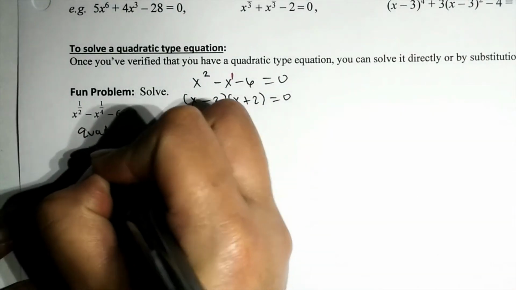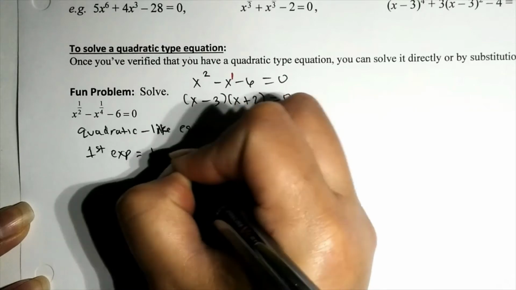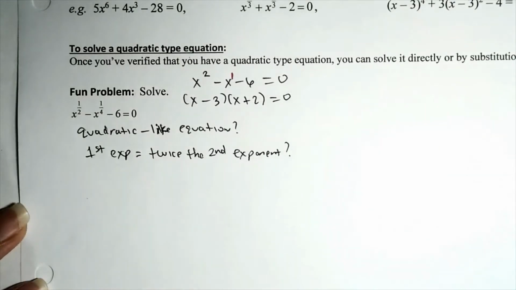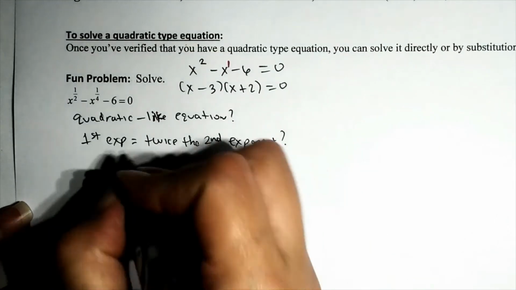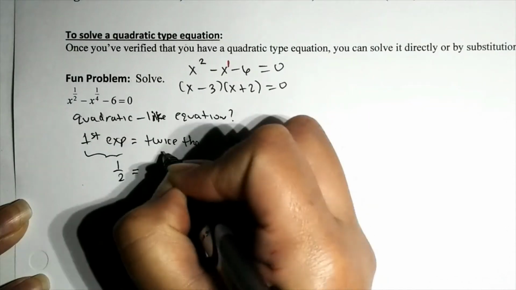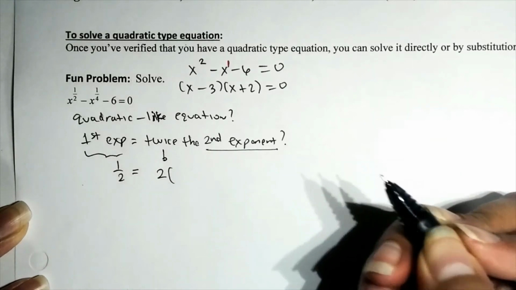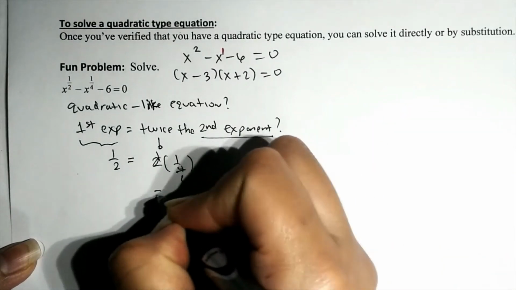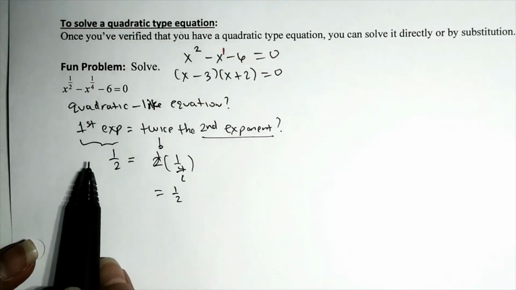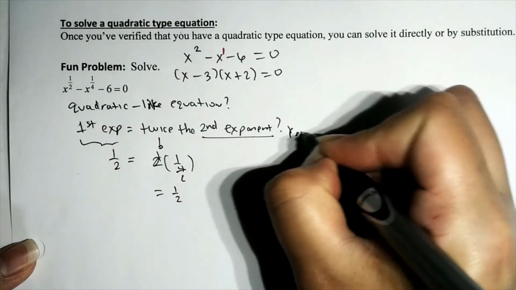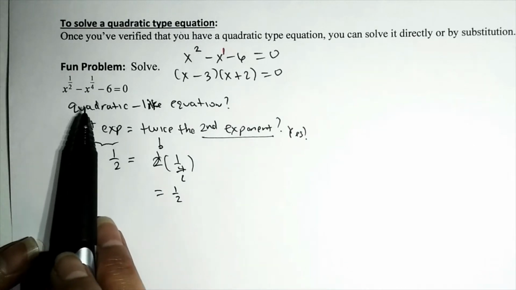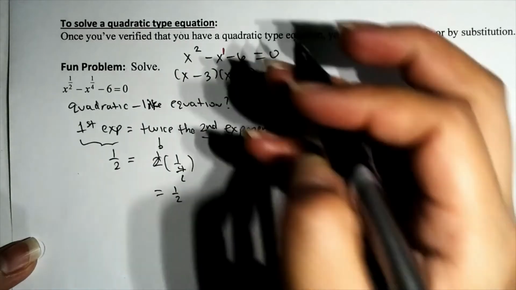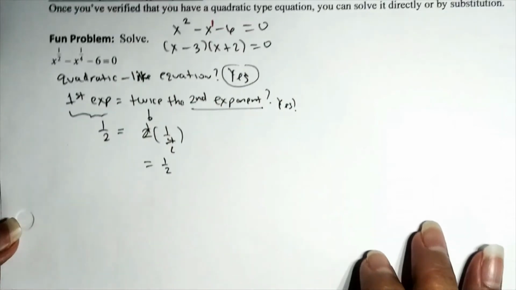Is the first exponent equal to twice the second exponent? So the first exponent is 1/2. Twice, we're going to multiply by 2 the second exponent, which is 1/4. Last time I checked, the product of 2 and 1/4 will give us 1/2. So to answer the question, is the first exponent twice the second exponent? Yes. Because the first exponent is twice the second exponent, this equation will behave like a quadratic equation. So is this a quadratic-like equation? It sure is.